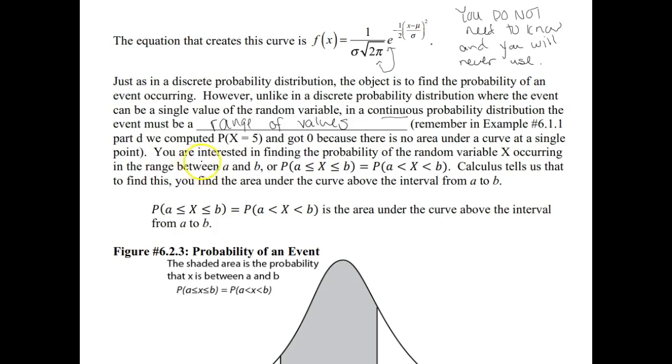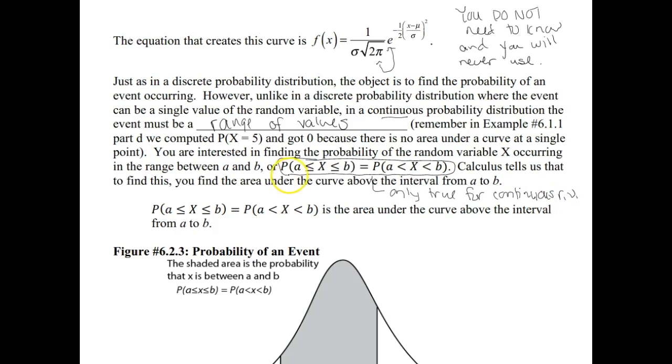All right, so now we're interested in finding the probability of the random variable x occurring in some range between a and b. Again, this probability statement, the probability of getting an x between and inclusive of a and b, is the same as the probability of getting an x strictly between a and b. This is only true for continuous random variables. So we need to be careful when we go back to chapter 5, where we dealt with discrete distributions. This is not a true statement there.